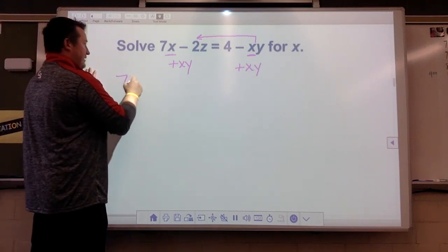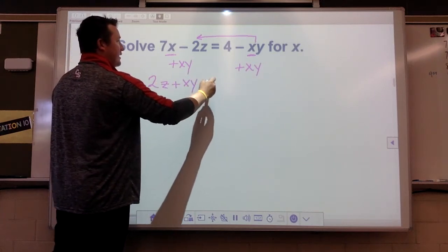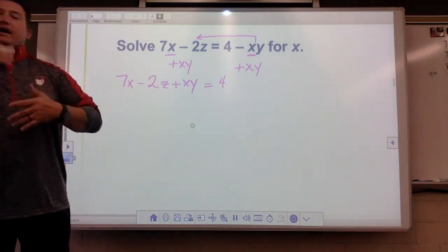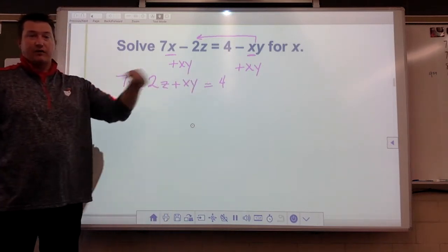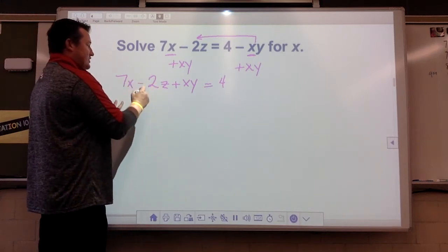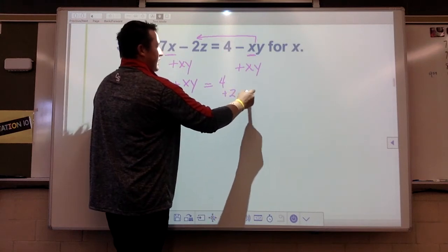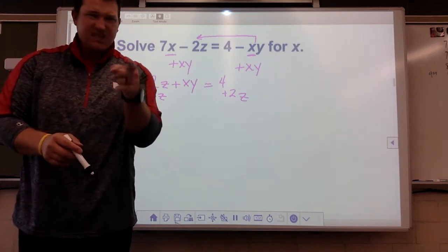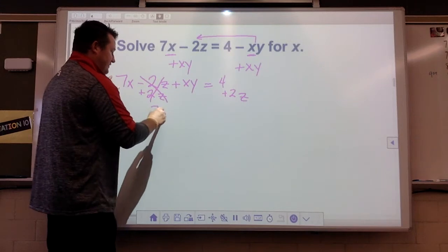So I have 7x minus 2z plus xy equals, now I'm just left with 4, okay? Again, I still don't know what I'm going to do with x, y, but I know I got to get rid of this 2z, and it's got to move over to the right with 4. So let's do that. We're subtracting it, so we're going to go ahead and add 2z. Again, hit 4 plus 2z. Does that turn into 6z? No, absolutely not. Right? Somebody just shouted it out. They said, no way.